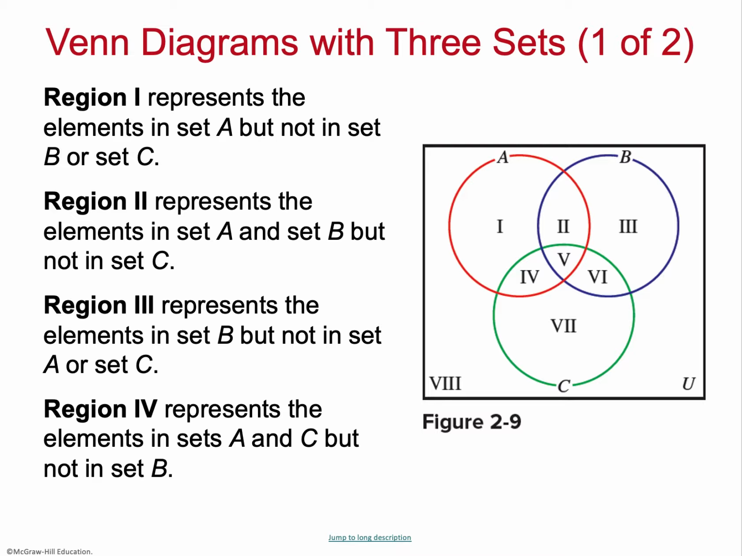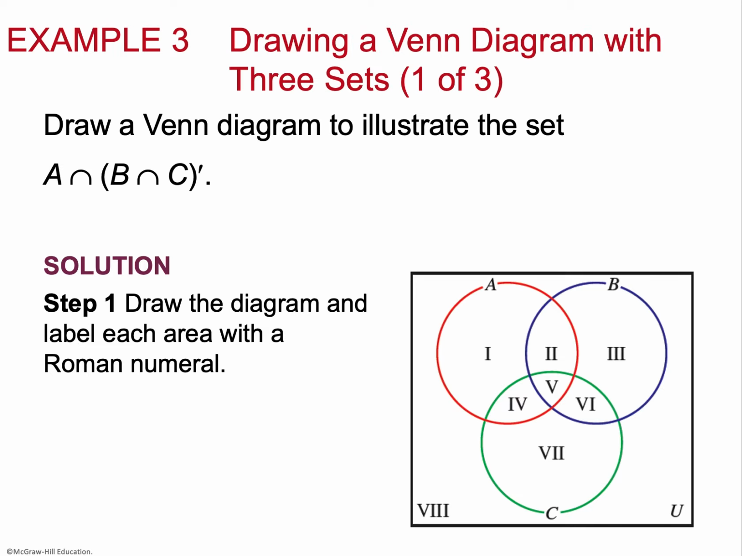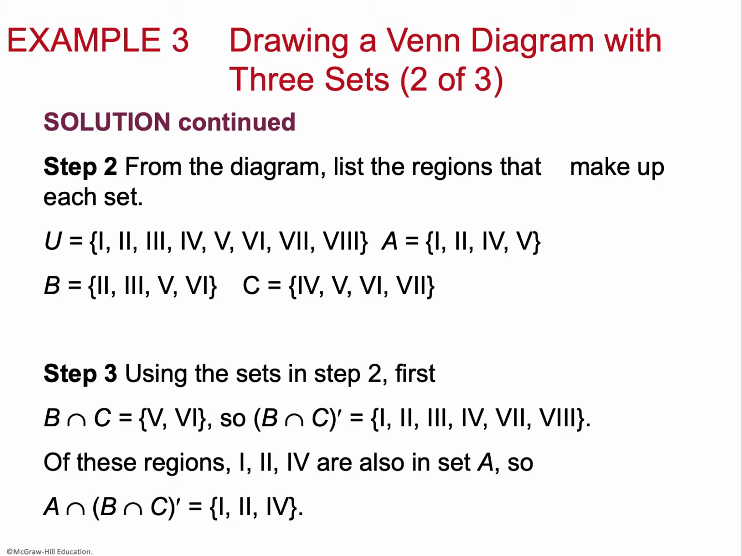If I have 3 sets, the number of regions that I have increases. So what does that actually look like? Well, that means I have 3 sets in play. I have set A, set B, set C. So I'm going to draw a picture that represents having 3 sets, and I'm going to use Roman numerals to describe the areas around them all.